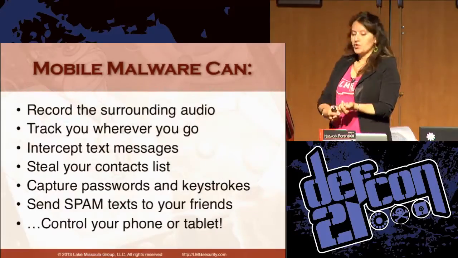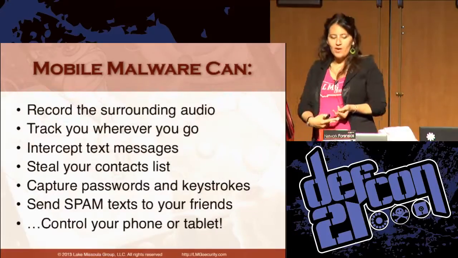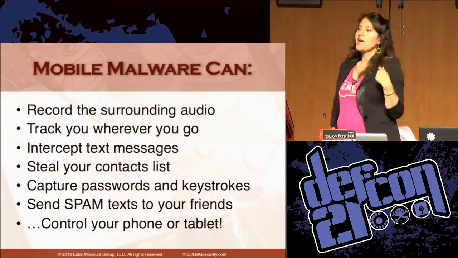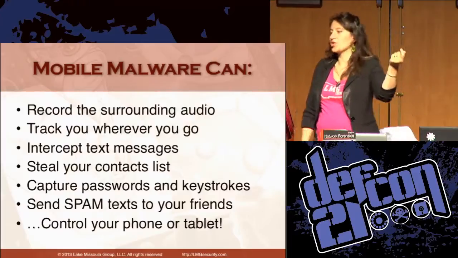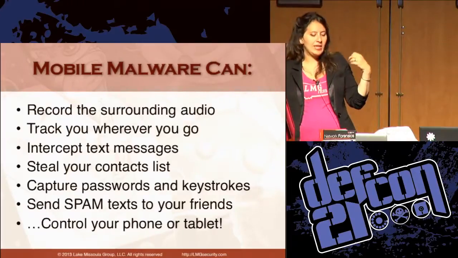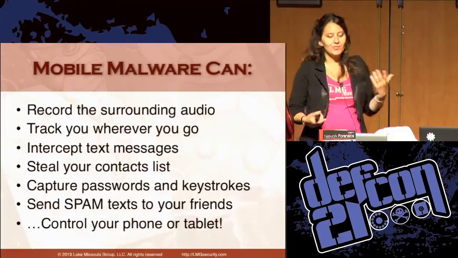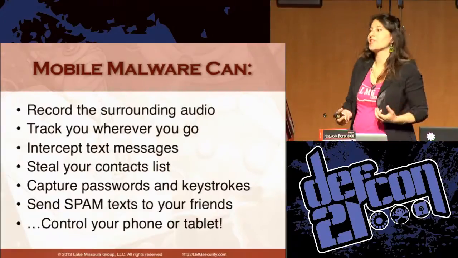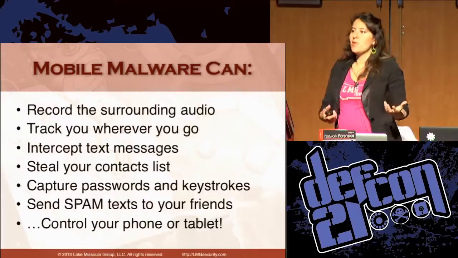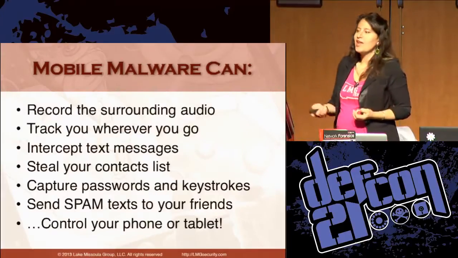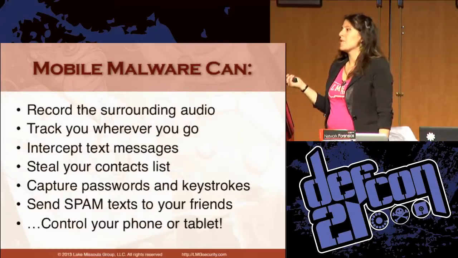Mobile malware can record surrounding audio. It can track you wherever you go. It can intercept text messages. It can send out your contacts list to the attacker, which is something we're going to show you later today. And in doing so, they get more lists of people to attack, the same way that spam works with normal email. We're probably going to see a lot more text spam the same way we see email spam. It can, of course, capture your passwords and keystrokes and control your phone or tablet in the same way you can.